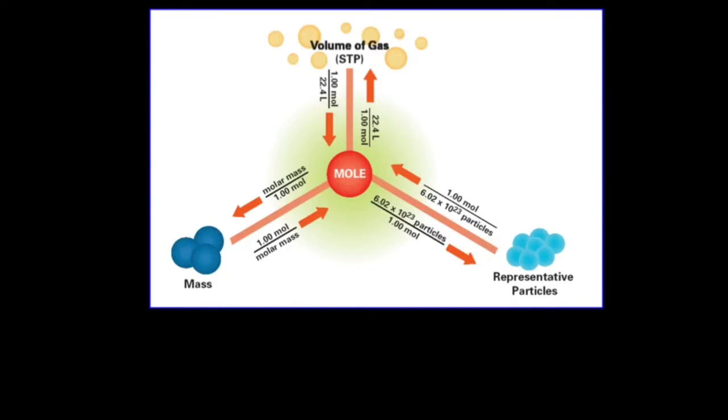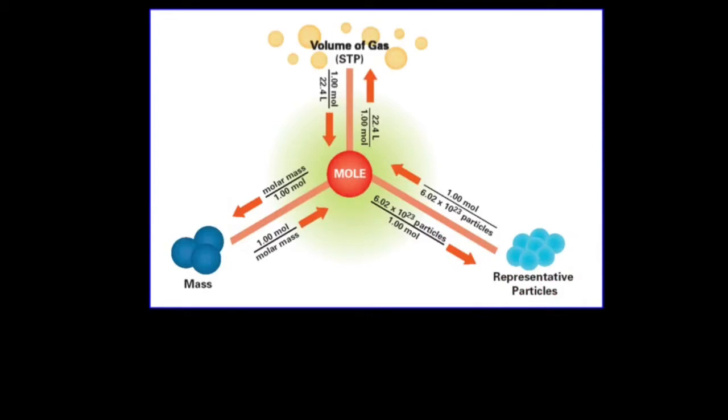If you look at the map here that's showing up on the screen, you notice that the mole is kind of the center of attention in the whole process. And so Avogadro's number, which is 6.02 times 10 to the 23rd, when it comes to calculations, really comes into play in this area here. Whenever you're trying to figure out how many moles you have from how many representative particles, we use the 6.02 times 10 to the 23rd.